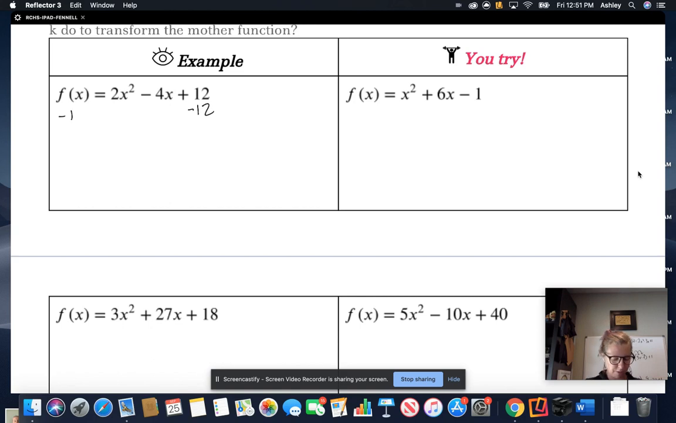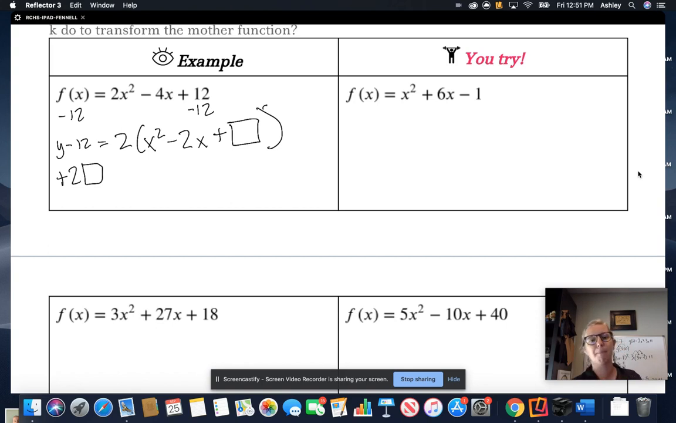So we're going to subtract 12 on both sides. So now we have y, f of x in its fancy function closes just y, minus 12 equals, and then I'm going to take out a 2. 2 times x squared minus 2x. And then I'm going to put plus this box. And over here, I'm going to put plus 2 times that box, because remember that what you're actually adding is also being multiplied by 2 there. So whatever you use to complete the square, make sure on the left-hand side, you're also multiplying it by 2.